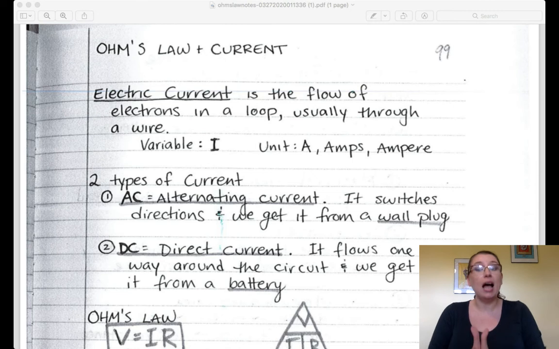There are two types of current, AC and DC. There's a famous band with that name, and they named themselves after the two types of current.